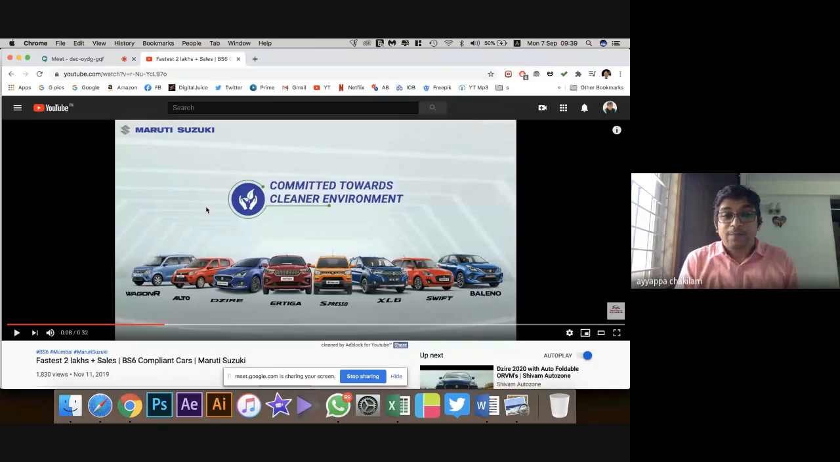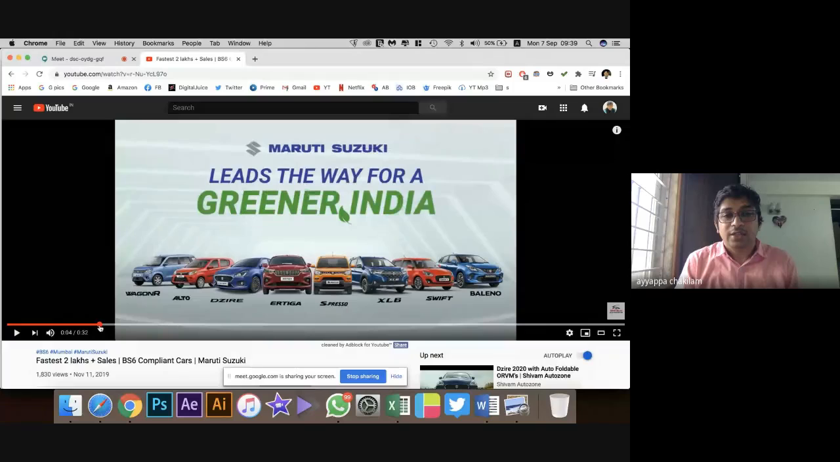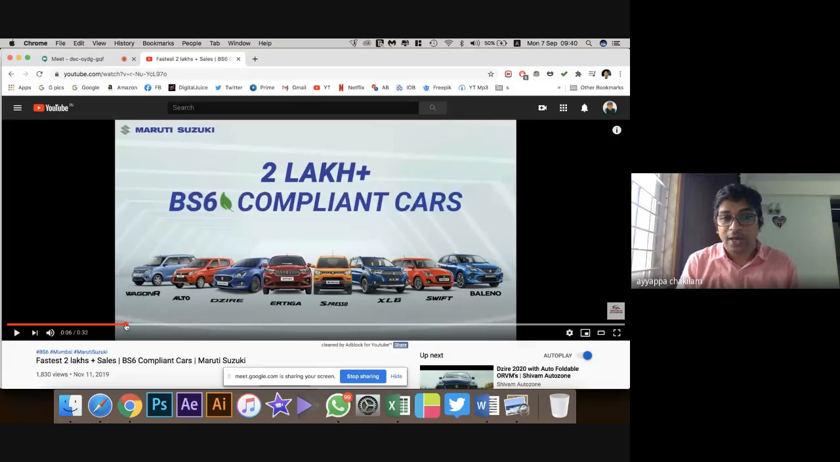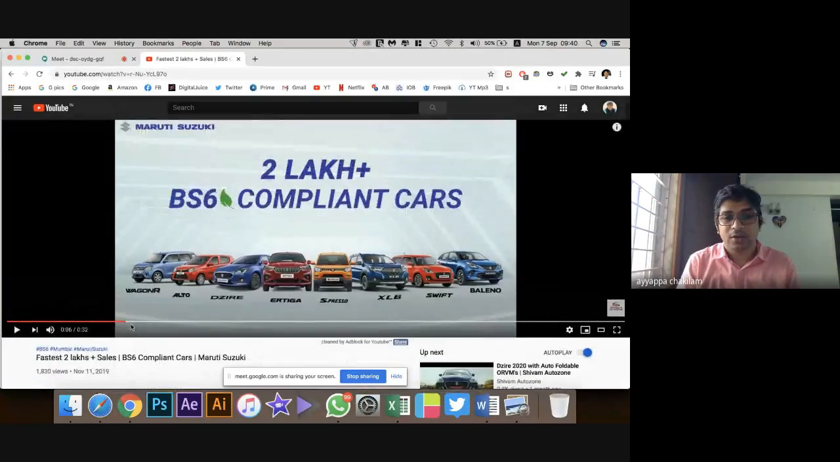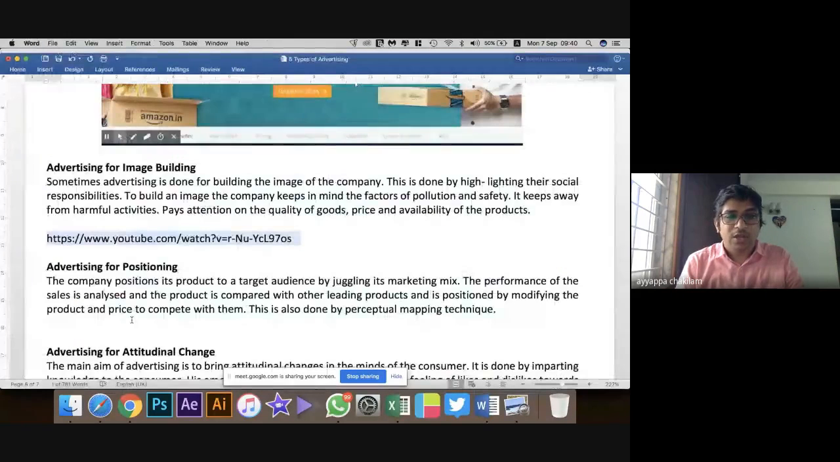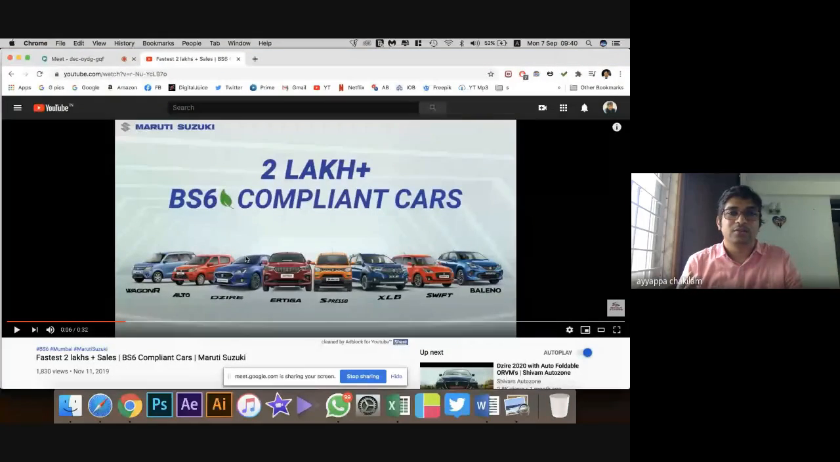Here, as you've seen, they're talking about the responsibility that they have towards environment. So that is why it leads the way for a greener India. Leading the way because it's the first car to completely go for a BS6. 2 lakh plus compliant cars that were there. When was this? November 11, 2019. So that's how they're caring for the environment. That's how they're doing it for the image building, trying to tell the customers that we are responsible socially. We are definitely caring for the environment. So please come and purchase our cars only.